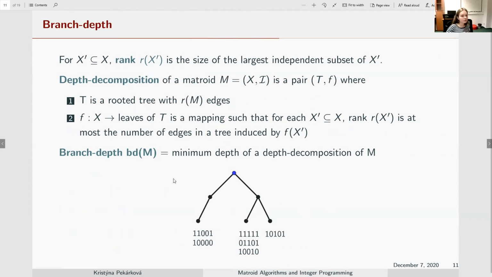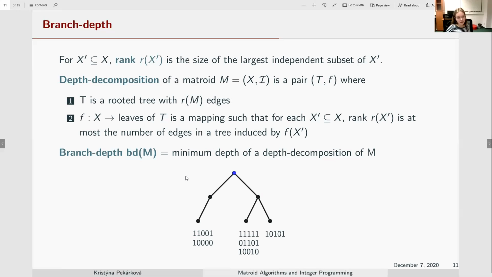Okay, so now that hopefully we know what a matroid is, we can move to the parameter of branch depth. This is the parameter that will help us to overcome the drawback of tree depth that I mentioned before. Before I define branch depth, I need one more notion, and it is the notion of rank. Let X prime be some subset of elements of the matroid, and then we define the rank of X prime as the size of the largest independent subset of X prime.